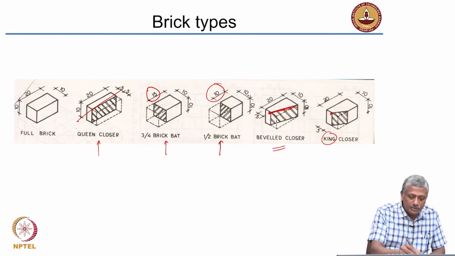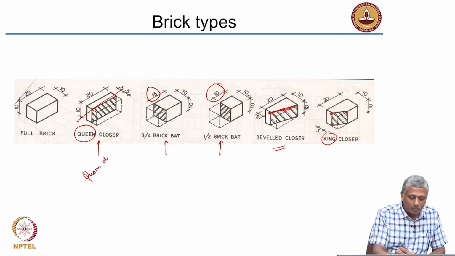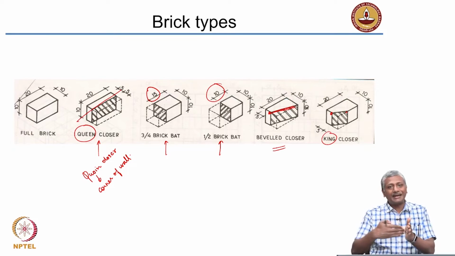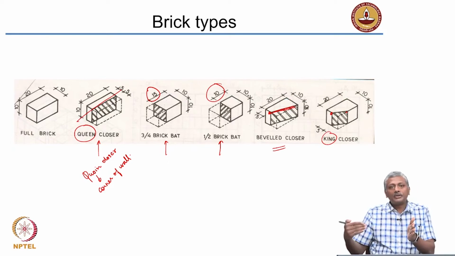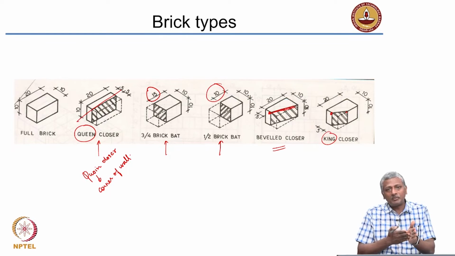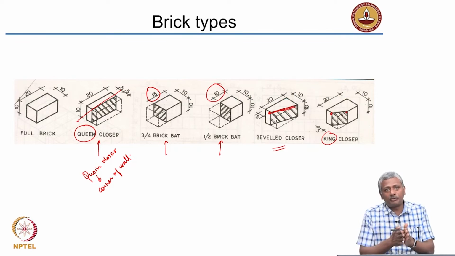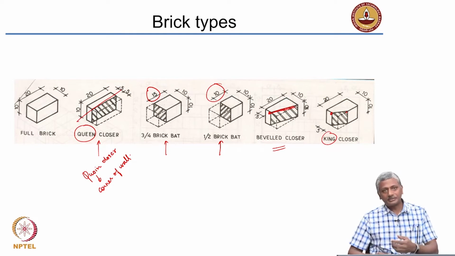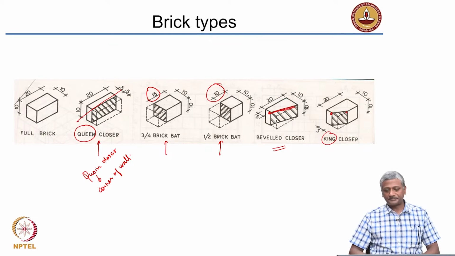In fact, the queen closer is also known as the coin closer, and a coin is basically a corner of the wall. So, for a wall to end and then move in the other direction, you need to be able to close it. What do you mean by closing it? You need to provide these bricks in an arrangement that makes it possible for the direction of the wall to turn the other way. So, that is called a coin closer, or colloquially it is also called queen closer.